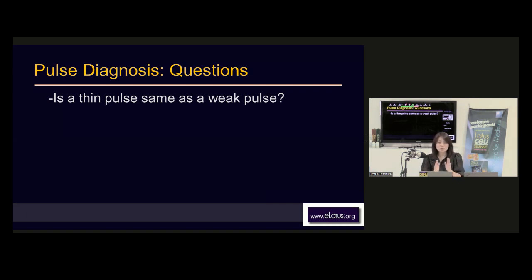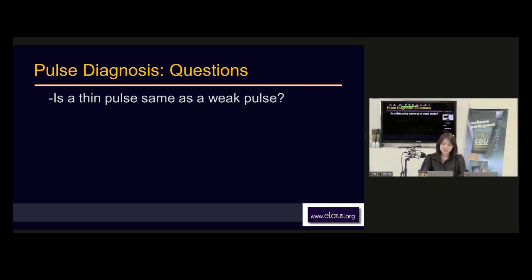So you don't really know what the patient has yet until you couple that thin pulse with something, or you couple that weak pulse with something, right? It's either weak and something else, thin with something else, right? But weak and thin pulse are not the same, okay? Not the same.